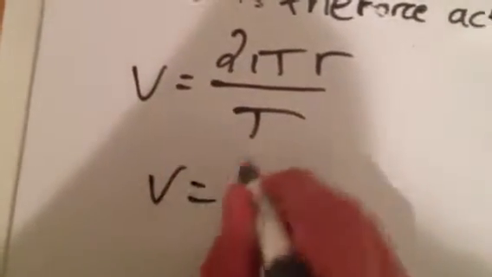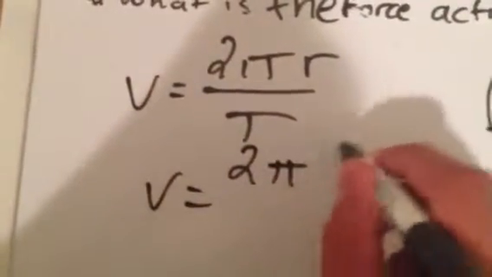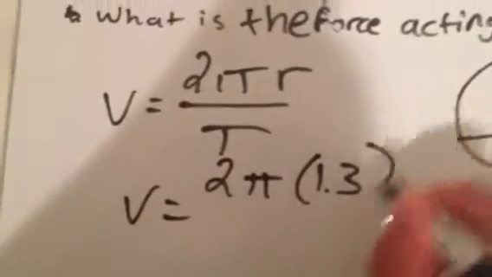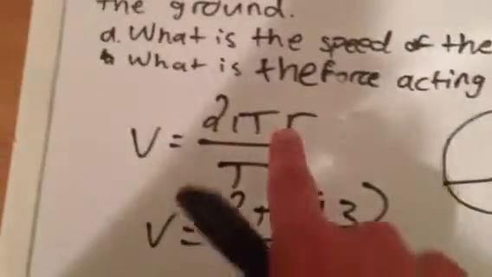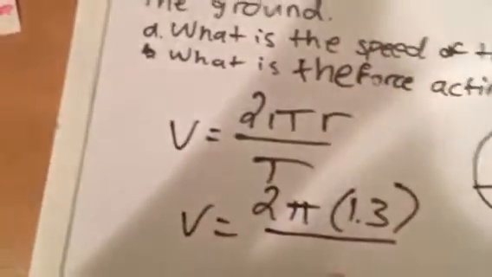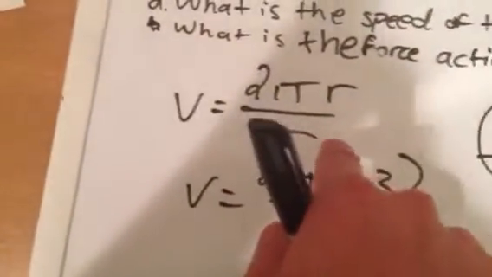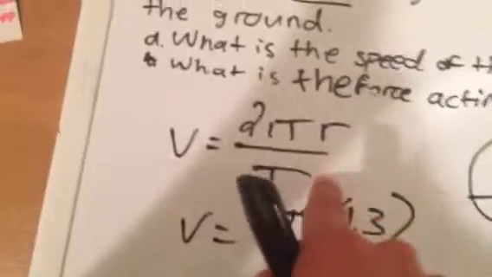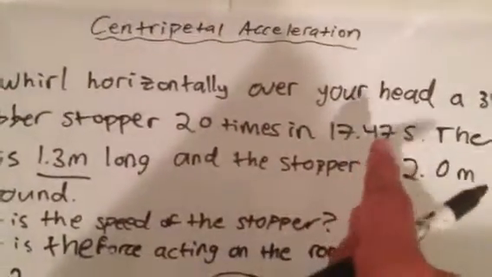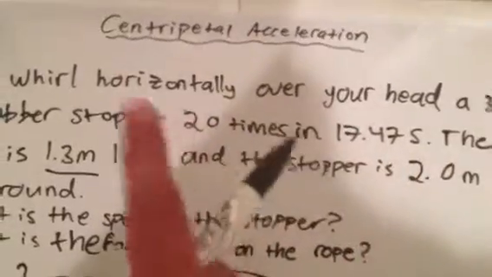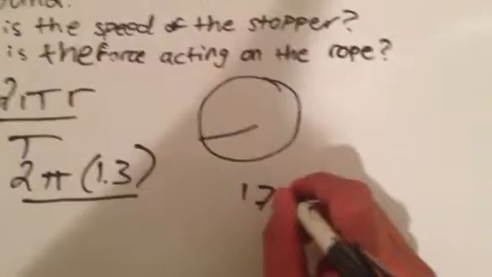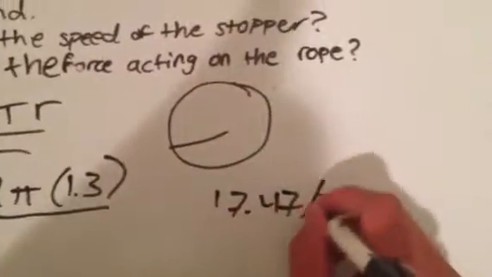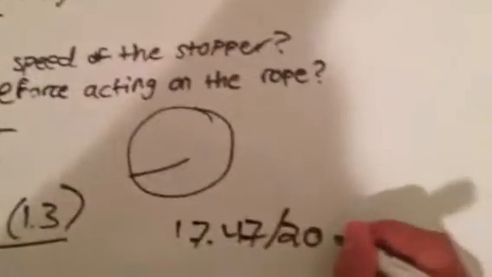So v equals 2 pi times 1.3. And here's some physics advice for you guys. Whenever you're attacking a problem, make sure you write out the general equation and then sub in the values. Now, like I said, we have to solve for big T, which is the time it takes to complete 1 revolution. Well, if it takes 17.47 seconds to complete 20 revolutions, then let's take 17.47 divided by 20 to figure out how long it takes to complete 1 revolution.